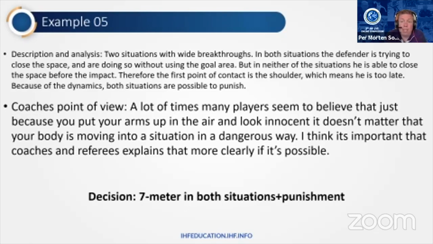But in neither of these situations is the defender able to close the space before the impact. Therefore, he comes moving and jumping into the situation, making the shoulder the first point of contact. That means he's too late. And here, because of the dynamics, the speed in the situations is quite high. They are both possible to punish, so punishment is possible in both situations here.